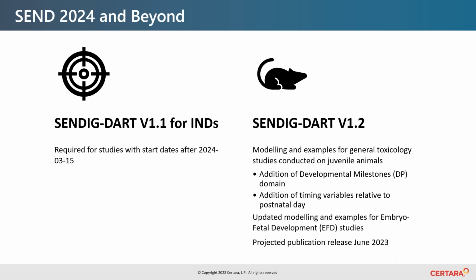In addition, SENDIG-DART version 1.2 is scheduled to be released to the public in mid-2023 and will include modeling and examples for general toxicology studies conducted on juvenile animals. This will include the addition of the developmental milestones or DP domain, as well as new timing variables relative to postnatal start date. It is not yet known when this updated version of the DART IG will be supported or required by FDA, but when that does happen, it will be posted in the FDA Data Standards Catalog.